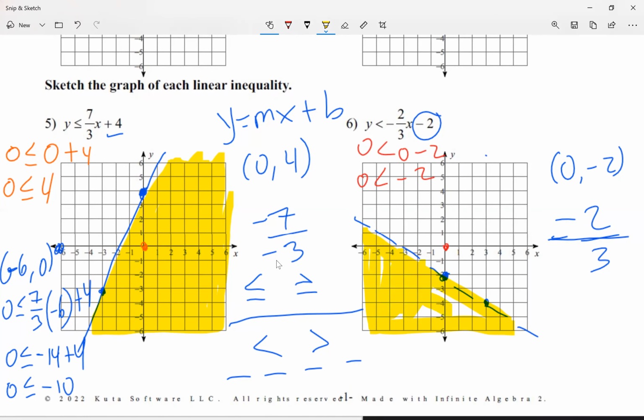What I mean with the shading is any point on this side makes sense. Like I said, I choose a point. If it makes sense, like the point (0, 0), well, that side makes sense, kind of like it did in question number 5. If it doesn't make sense, well, that's the wrong side. It's the other one.